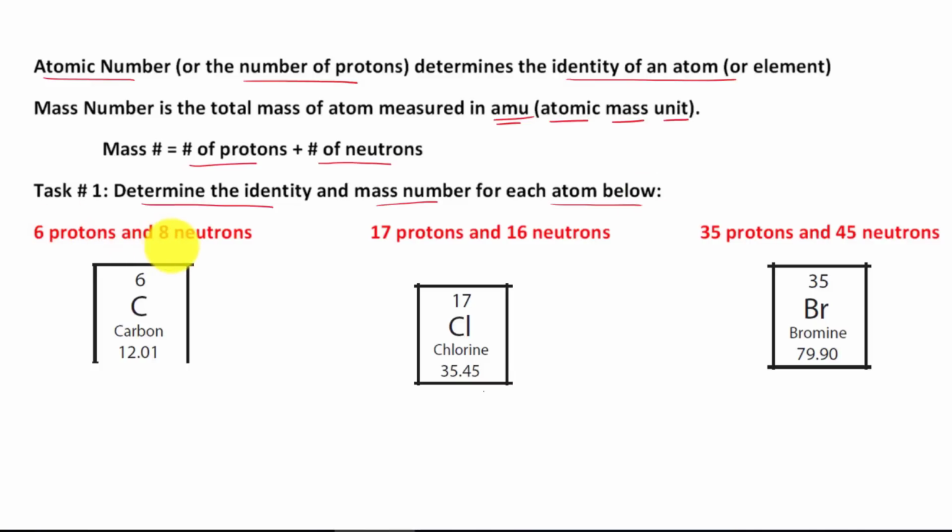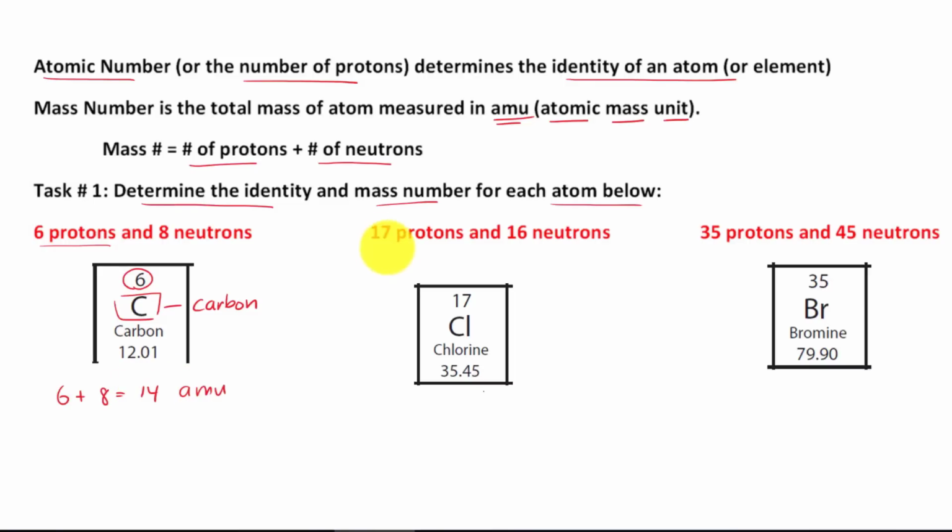I have 6 protons and 8 neutrons, and I took a screenshot of a particular element on the periodic table, and look what happened. I have 6 protons. Of course, I'm going to take a screenshot of an element that has an atomic number of 6, because the number of protons determines the identity of that particular atom. So here's my 6 right there. What is the identity? Of course, it's going to be carbon. So that is our atom. And what is the mass number going to be? Of course, 6 plus 8 is equal to 14 AMU. And that is our mass number.